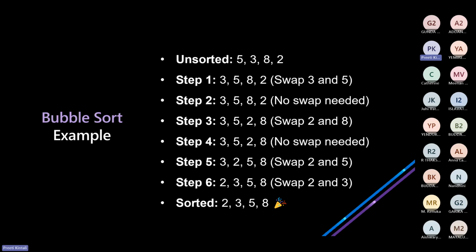Now, step one: I will see the first element, that is 5, and then 3. So this 5 and 3 are not in the correct order. 5 is greater than 3, so I will swap them. So what I'll get is 3, 5, 8, 2. The first step is done.